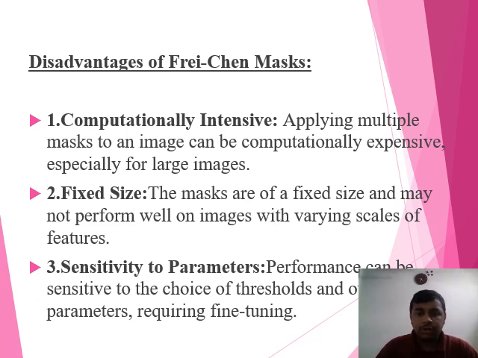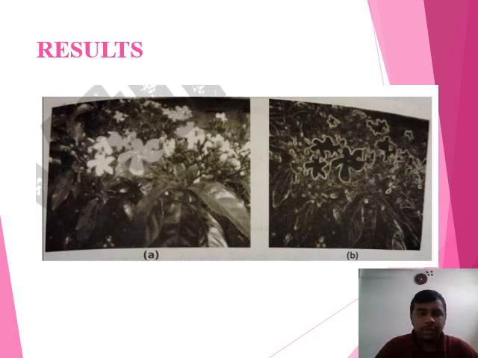And next we are going to see the results of the Frei-Chen mask. For example, here is a flower image, and here is the masked image of that flower. Here we can see the images clearly, but in this process we are seeing the mask image of that product. So this is how the Frei-Chen mask is used. For example, here the flowers are colorful, but here it is not showing the color of the flowers, it is just showing the outline of those flowers. Thank you.